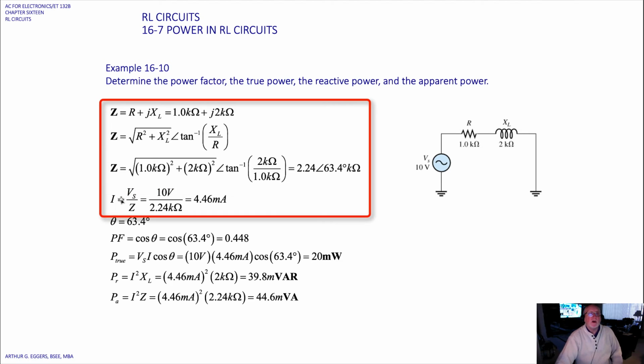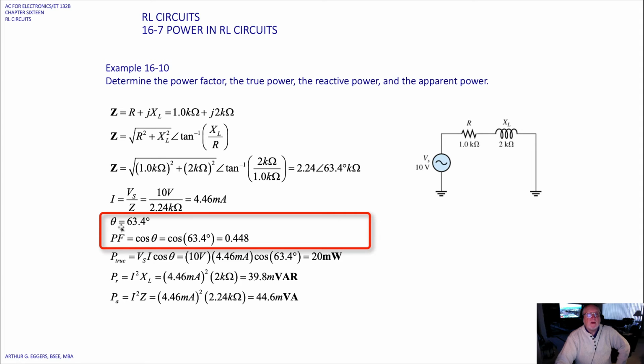Now we can use Ohm's law to determine the current in the circuit. We're given the source voltage as 10 volts. We have Z now, 2.24 K ohms for the impedance, and we end up with a total current in this simple circuit of 4.46 milliamps. Since we know the angle theta, 63.4, we can now calculate the power factor. The power factor is equal to the cosine of the angle. So cosine of 63.4 gives us a power factor of almost 1/2, 0.448 if we round it.